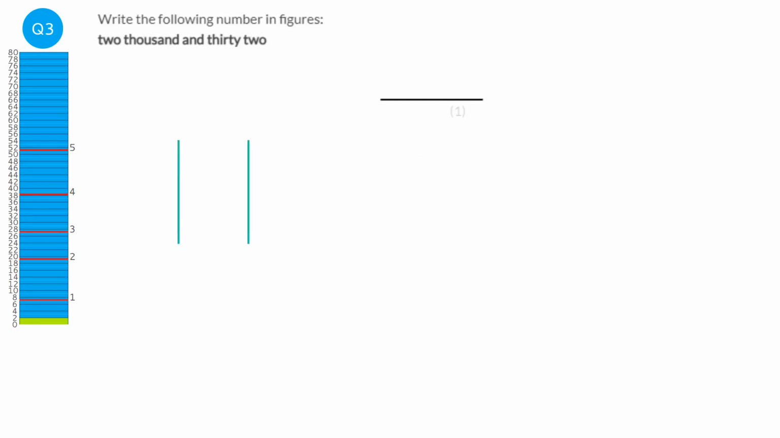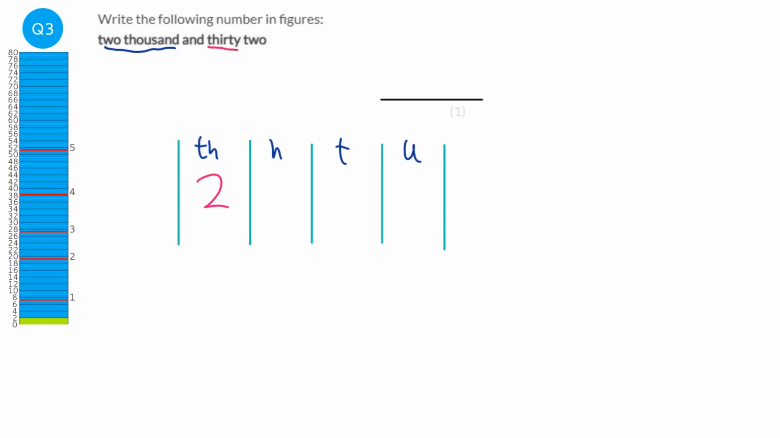So we can draw out our place value grid to help us out with this question. We've got thousands, hundreds, tens and units. So thousands go here, hundreds here, tens here, and then units here. So this says 2000, so a 2 will go in the thousands column, 30, so that'll be a 3 there, and 2. So we need to fill in a 0 here to keep that 2 as 2000, otherwise that would collapse and it'd become 232. So the answer is 2032.